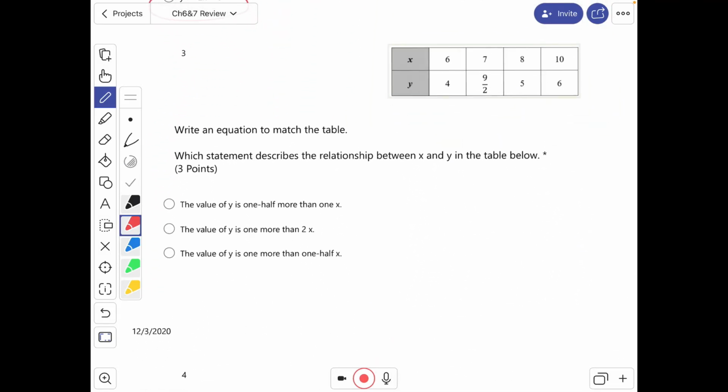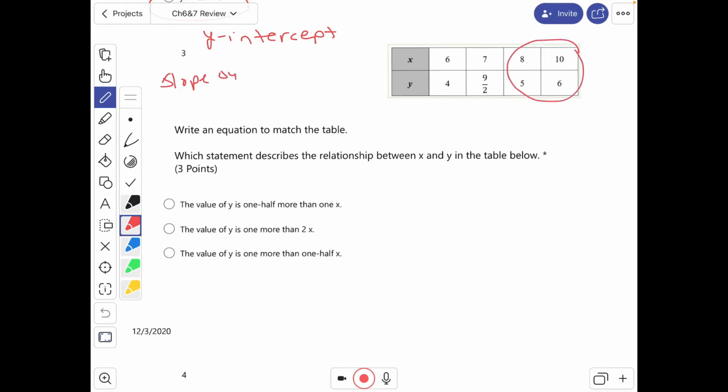Number 3, write an equation to match the table. Which statement describes a relationship between x and y in the table? So let's write an equation first, and then we can figure out which statement. So to write an equation, we need the y-intercept and the slope.